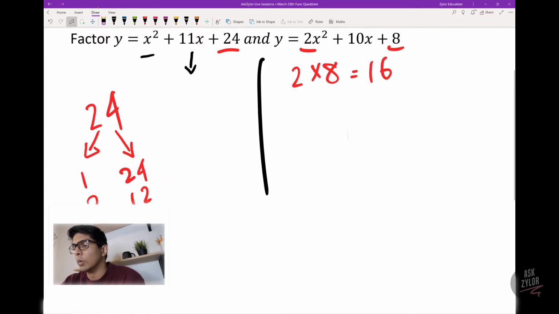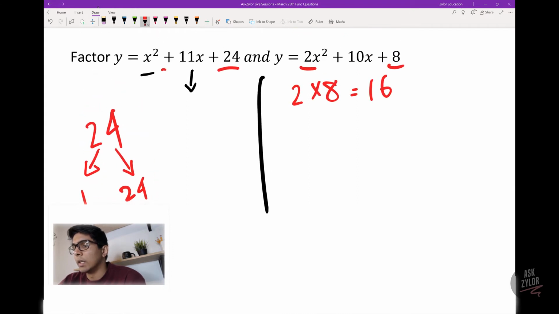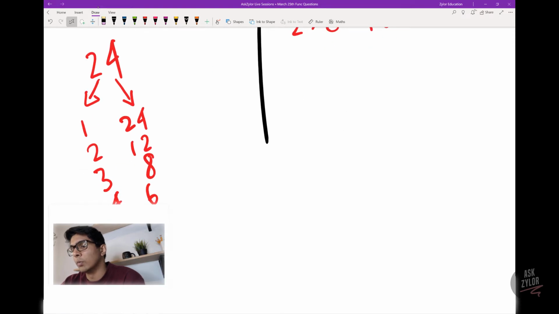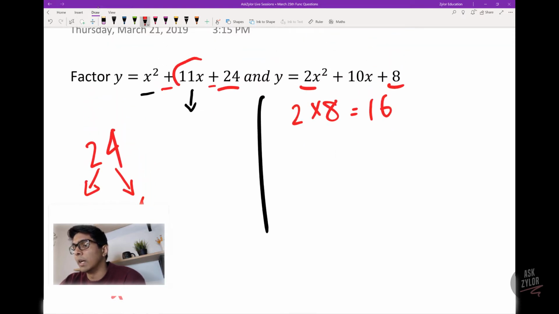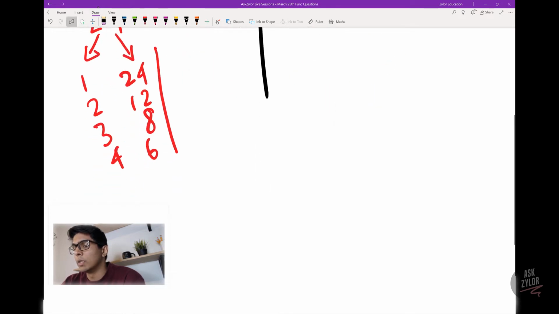Once I get these factors, the next step is to see what the signs are. I have plus and plus. That means I just need to pick two numbers which are both positive that add up to my B value, which is 11. Which pair of numbers add up to 11? It's not going to be this, it's not going to be this, it's going to be 8 plus 3.